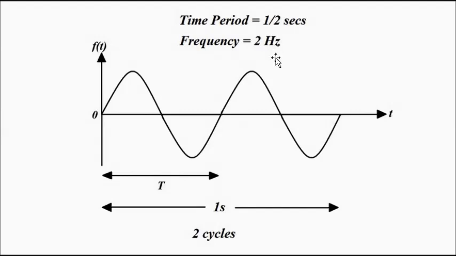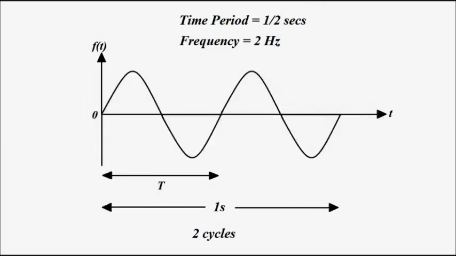which means that in 1 second, this signal completes 2 cycles. See, in 1 second here it is completing 2 cycles. This is 1 cycle, and again from here to here this is 1 cycle. So the frequency is 2 hertz, and it means that in 1/2 seconds it is completing 1 cycle, which is the time period. So always follow the basic definition.